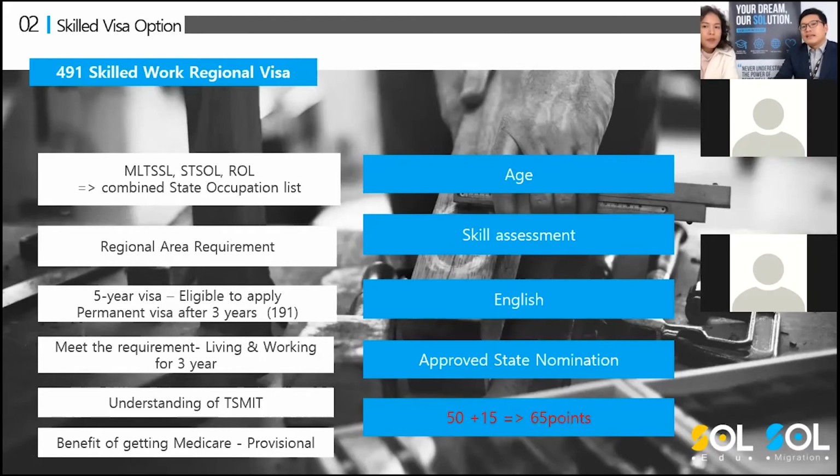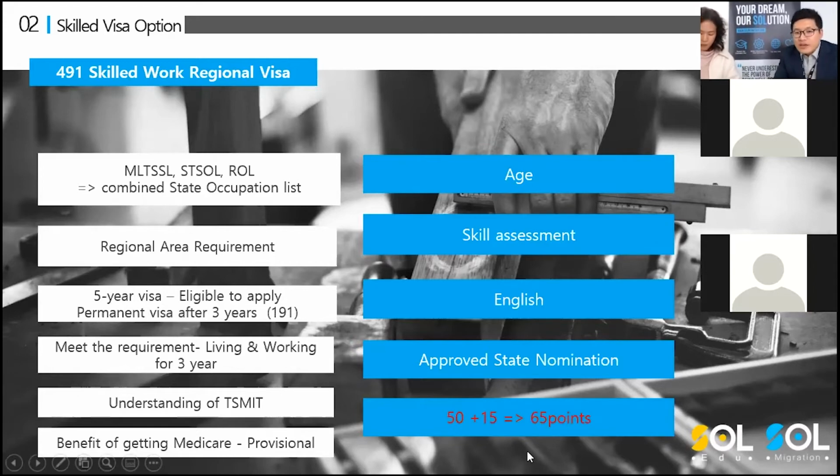This visa is also related to the regional area, so you should meet certain regional area requirements. For example, in Queensland, you must live and work in regional Queensland for at least 3 months, then you can apply for the state nomination.